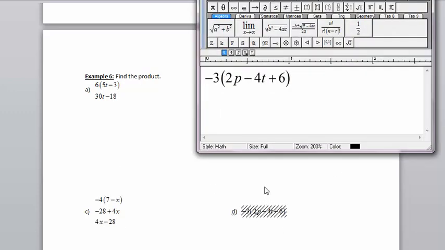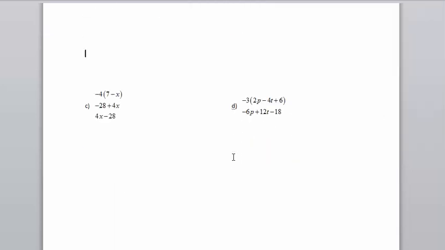I can also do the distributive property if I have 3 terms in the inside of a quantity. So negative 3 times 2p is negative 6p. Negative 3 times negative 4t is positive 12t. And negative 3 times positive 6 is negative 18. That's it for this section.